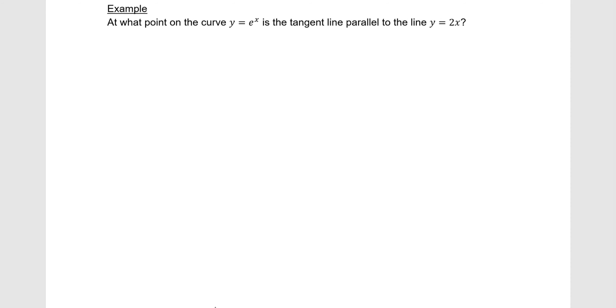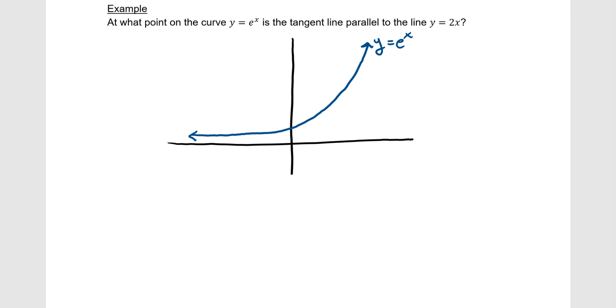So let's do one more example here. We want to know at what point on the curve y equals e to the x is the tangent line parallel to the line y equals 2x. So before we even do this, let's just draw a very rough sketch here. So here is the graph y equals e to the x. Now let's see the graph of y equals 2x. y equals 2x will look something like that, going through the origin with a slope of 2. So we want to see at what point on y equals e to the x the tangent line is going to be parallel to y equals 2x.